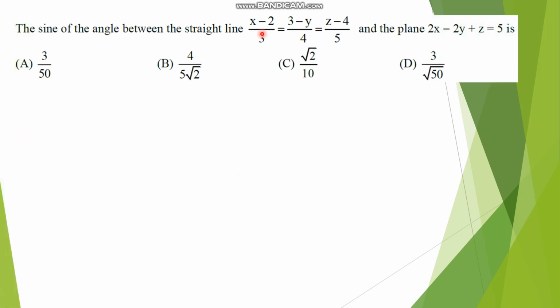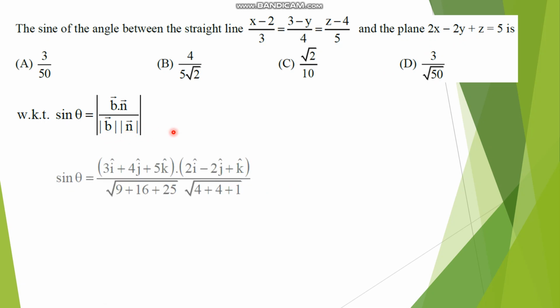The sine of the angle between the straight line (x minus 2)/3 = (y minus 3)/4... is equal to (z minus 4)/5 and the plane 2x minus 2y plus z equals 5. Four options are given. Whatever the angle may be, sine or cos, it does not depend on these values; it depends on the vector b and the plane's vector n. And sin theta is given by vector b dot vector n divided by magnitude of b into magnitude of n.